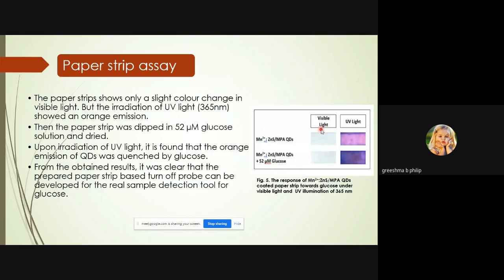Here we can see the paper strip shows only a slight color change in visible light, but irradiation with UV light shows an orange color. Here we can see an orange color under UV light. When glucose is added, we cannot see that orange light. That means the orange light is quenched due to the presence of glucose.